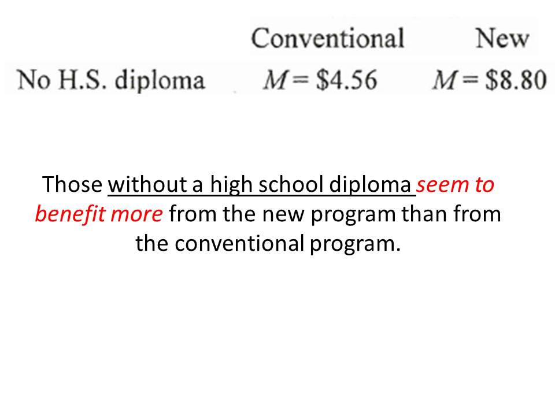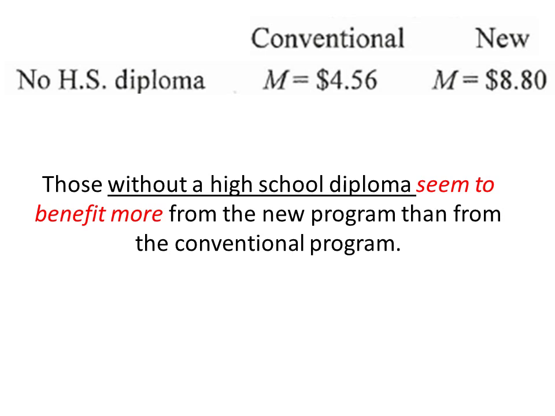Now, let's look at those without a high school diploma. When we look at it, those people seem to benefit more from the new program than from the conventional program. And this is based completely on the means for those without a high school diploma. So you can see, if you look at the conventional and the new program, there's clearly a relatively large monetary difference. Whether it's statistically significant, we don't know.